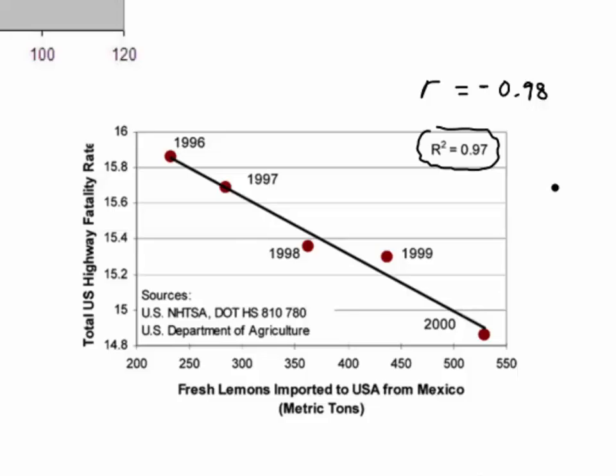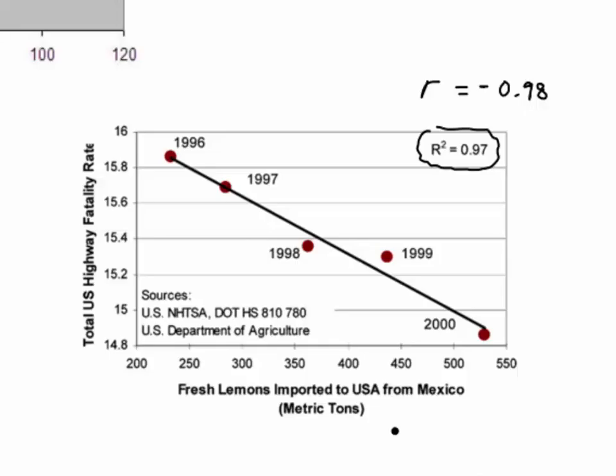Does importing more lemons cause fatalities to go down on the highway? Of course not, right? This is just someone who happened to hold these variables up against each other and see that, very coincidentally, they had a high correlation. Fresh lemon imports went up in this time frame, highway fatalities went down for whatever reason, and it makes this nice linear graph with a very high negative correlation, but there's no causation involved at all. Importing more lemons does not cause fatalities on the highway to go down.